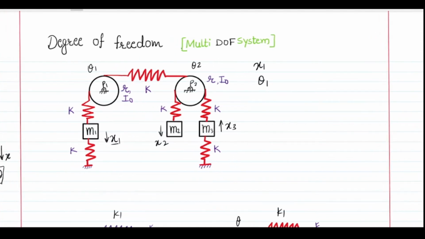If I know theta 1, can I write the value of theta 2? No. Here also we have a spring connected between the pulley P1 and P2. So theta 1 and theta 2 are also independent, and theta 2 is another coordinate required to define the motion of pulley P2. After knowing the theta 2 value, can I simply write the value of x2 or x3? No, here also we have a spring connected between the mass m2 and pulley P2. So x2 is again an independent coordinate, and similarly x3, there is another spring connected between the pulley and the mass. So x3 is another independent coordinate.